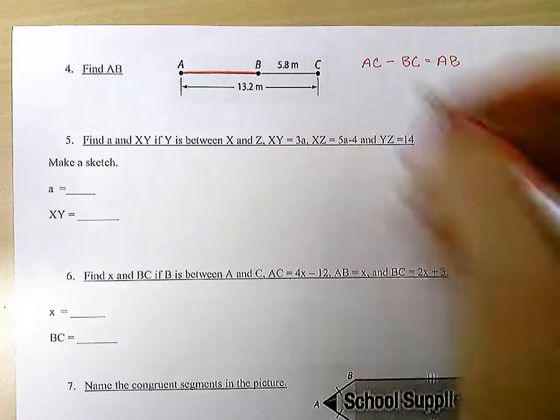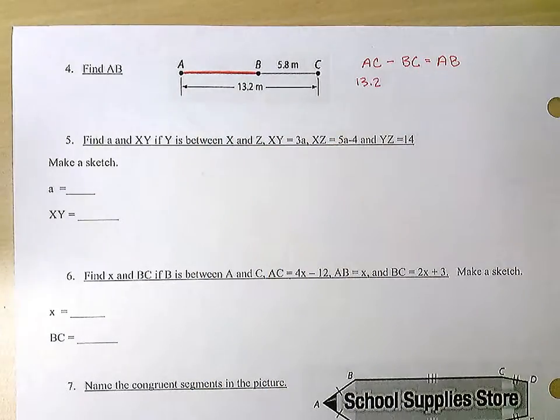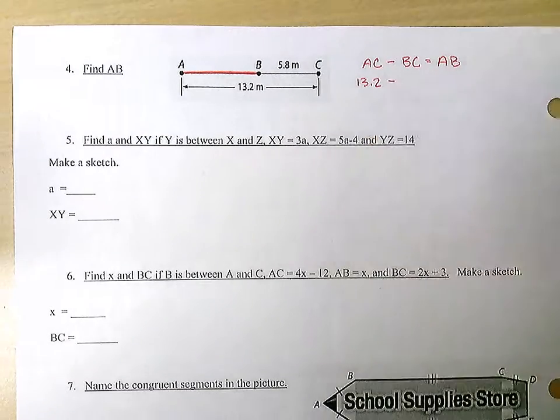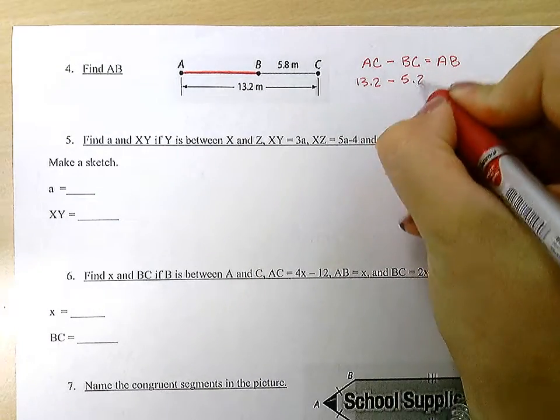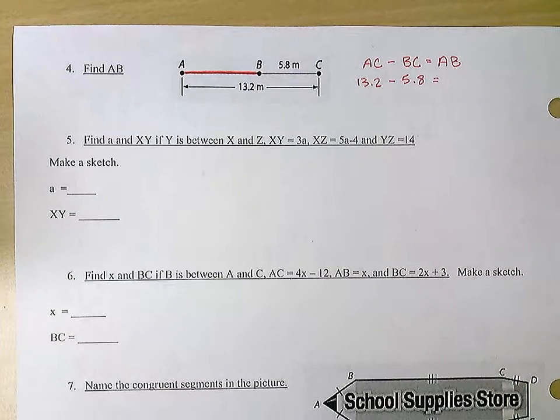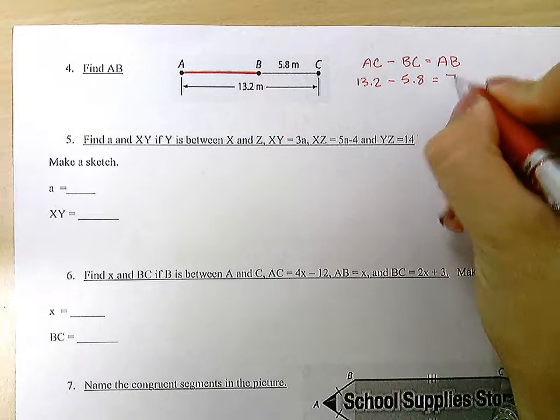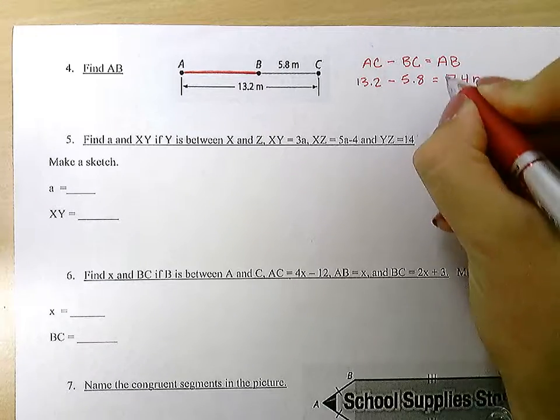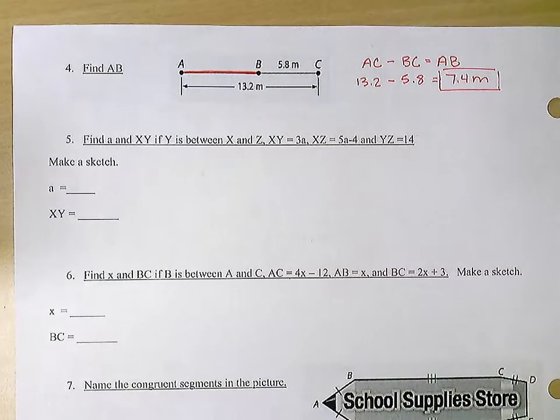Okay, so taking AC, that's 13.2 meters. Subtract BC is 5.8 meters. That will give me AB is 7.4 meters. Okay, so you're still using that same segment addition property. You're just using it in a different way now. Okay, questions? It's okay to ask questions.